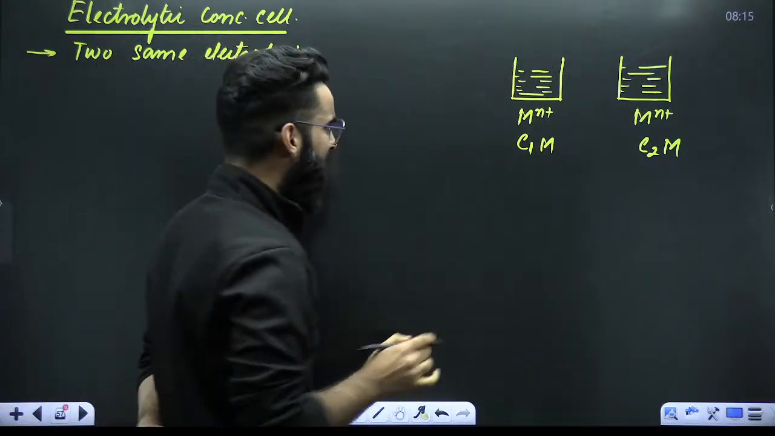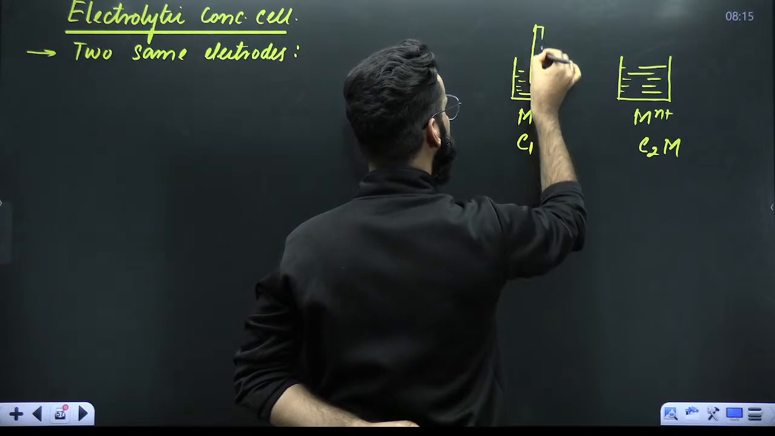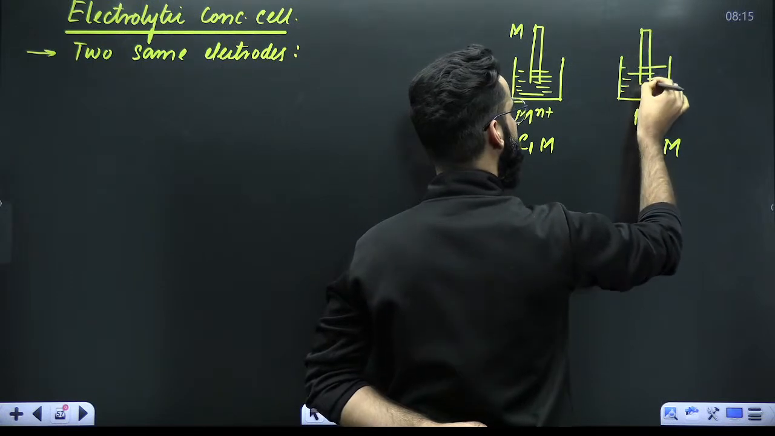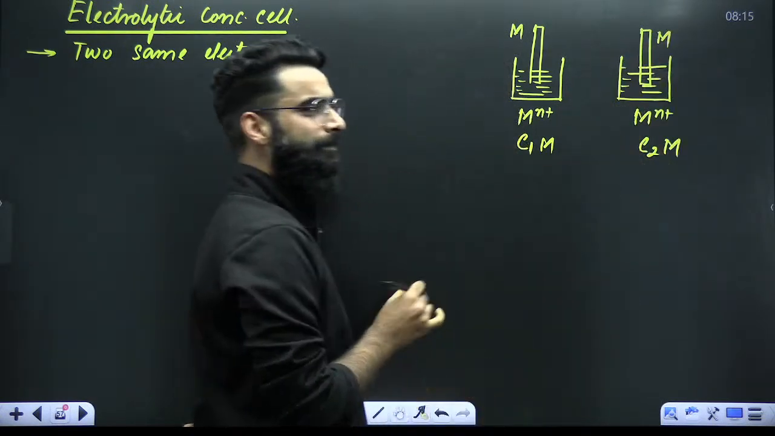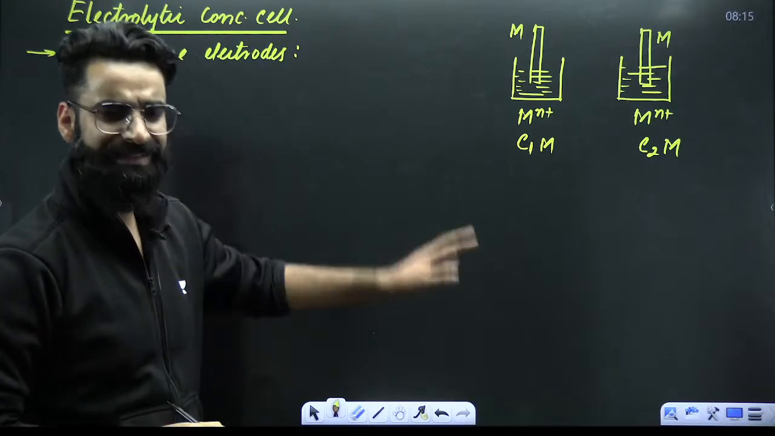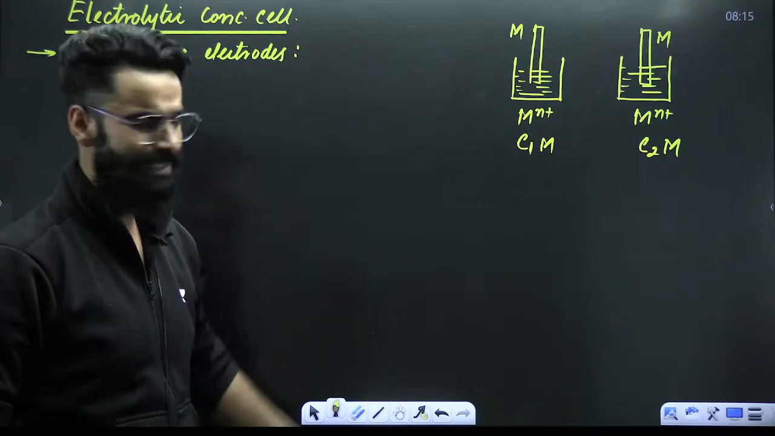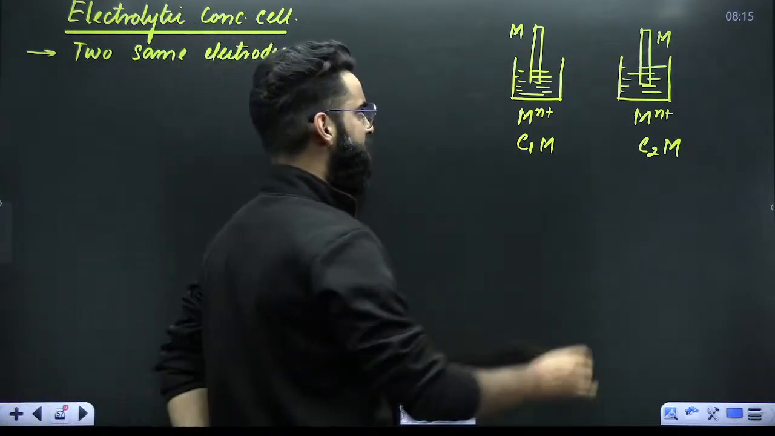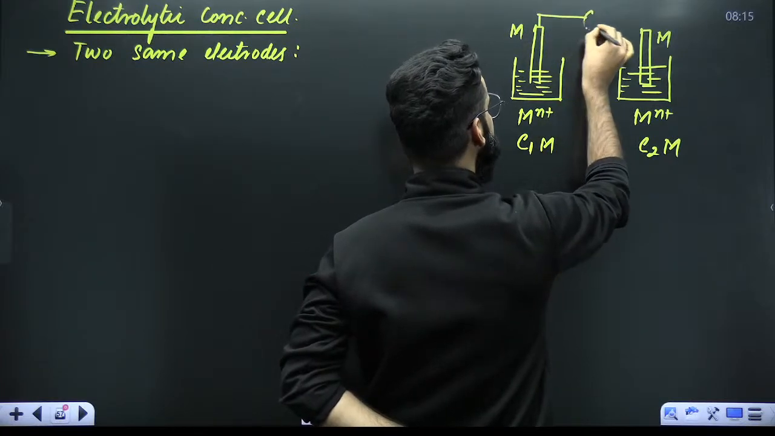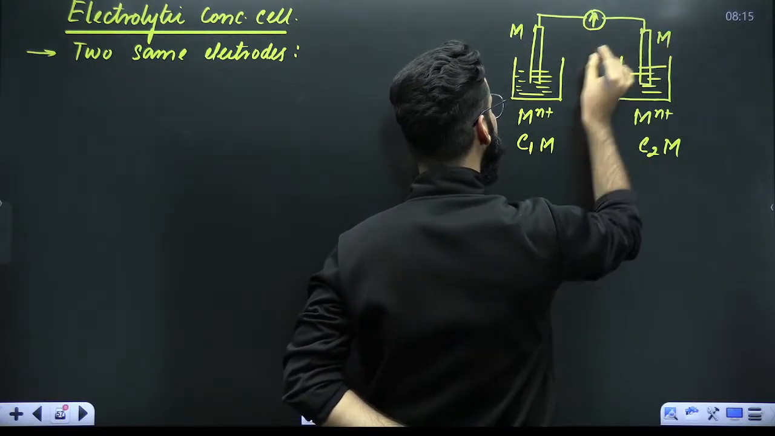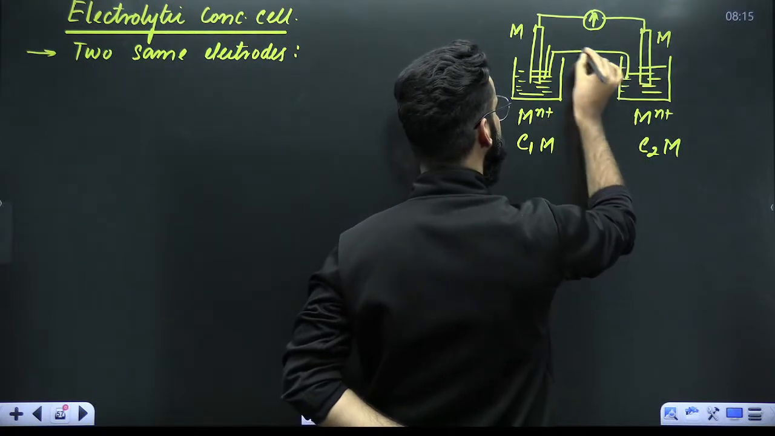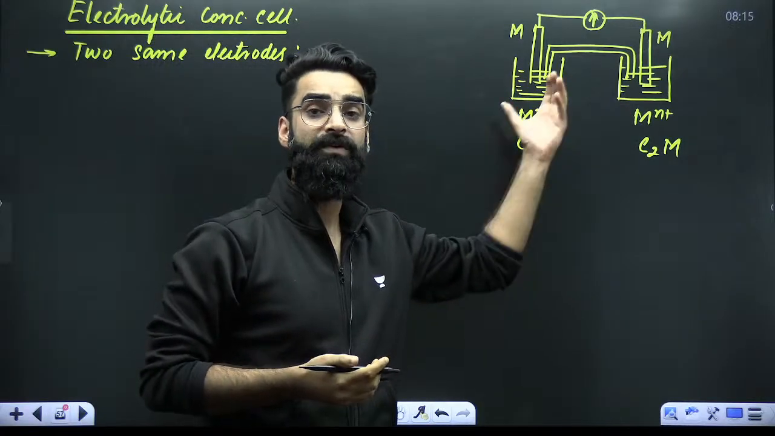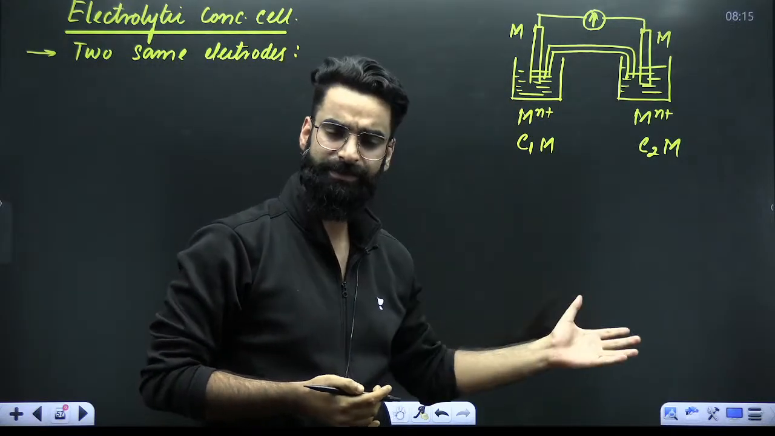Now, my dear students, here what exactly am I going to do? I'm keeping a metal rod here, and here also I'm keeping a metal rod. If I ask you whether the electrodes which I have taken are the same or different, these are the same electrodes. This is M electrode. This is also M electrode. Now I am going to connect these externally with the help of an ammeter, and here you are introducing a salt bridge. So what did we get? We got one complete cell which is made up of two half cells.